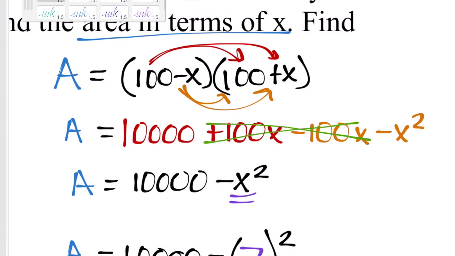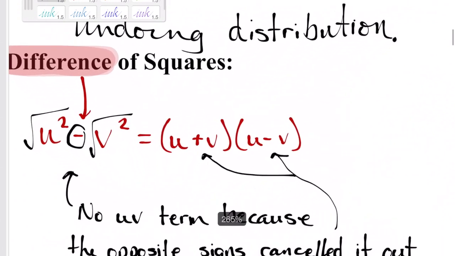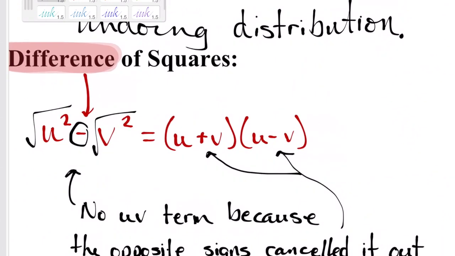And when we multiplied them together, the middle term canceled out. We no longer had an x, we just had an x squared and the 100 squared. So then here the same thing happens. That middle term would have canceled out because those two signs are opposite. So we don't have a middle term, or in this case a uv term, because those opposite signs canceled out.